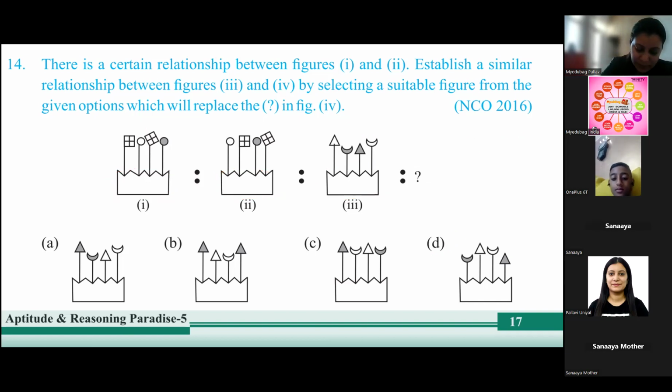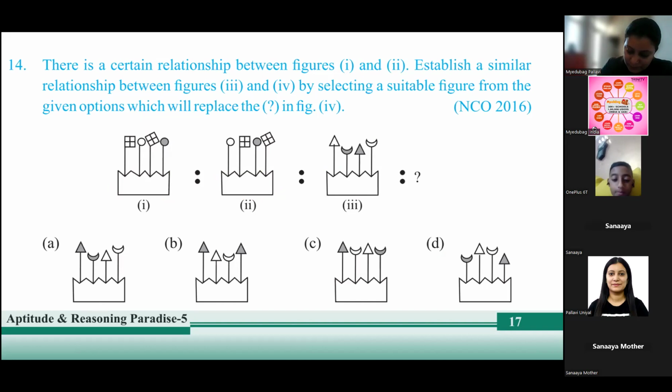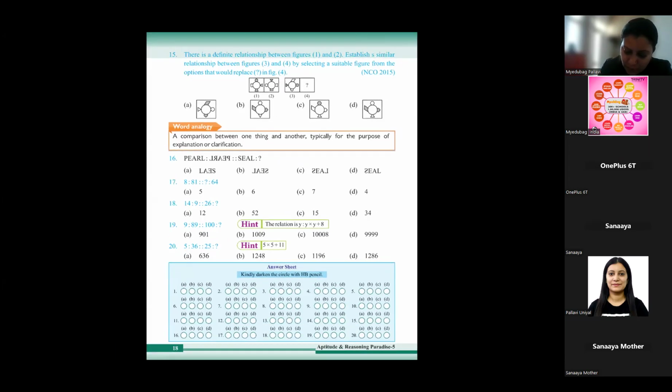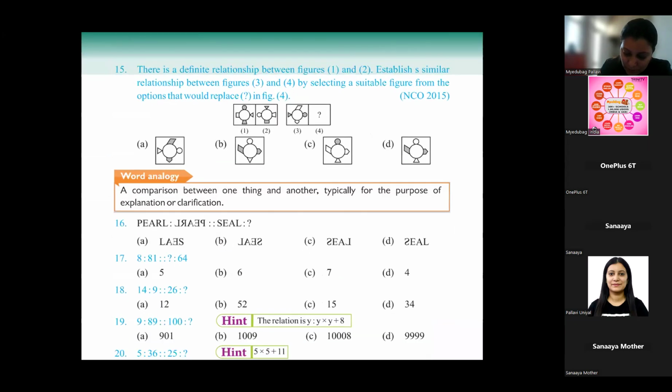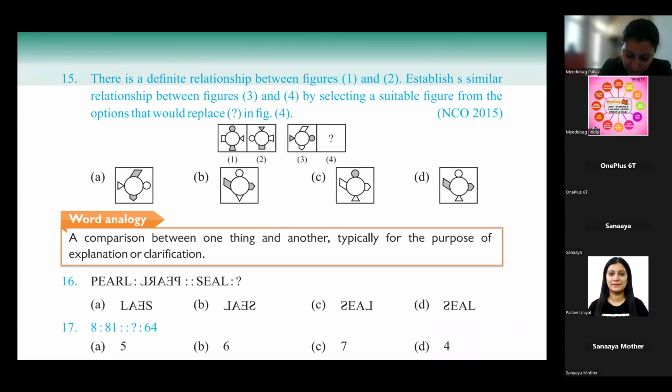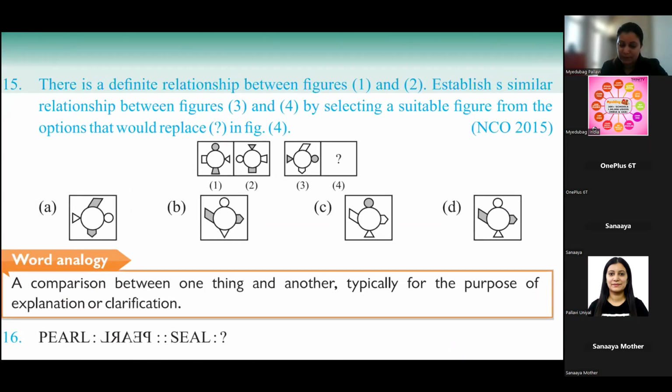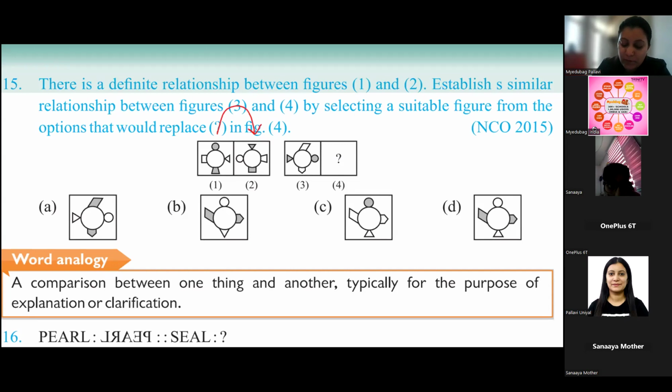Good. Shall we move forward now? Next question. Yes, ma'am. All right. The last question from shape-based questions, then we'll have some other type. Question number 15. Now see, again, two shapes are given to us. Just see what change is taking place from going from 1 to 2.